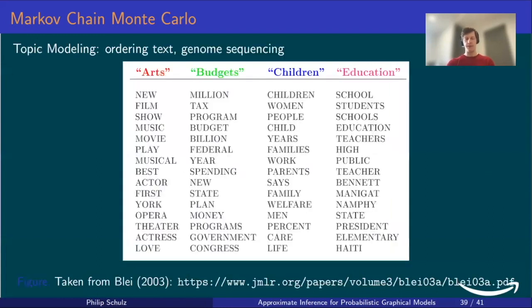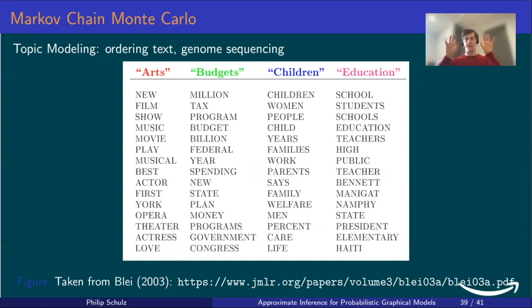Another very, very famous example where both variational inference and sampling methods have been used is topic modeling. So topic modeling is basically used for ordering text and also for genome sequencing, and basically any task where you have a lot of data but not a lot of structure. And you want to organize that data somehow so that at least you have some structure in your data, right? So basically, if I'm giving you a random genome or if I'm giving you a random library, your task is to somehow organize these thematically. And topic modeling achieves this as follows.